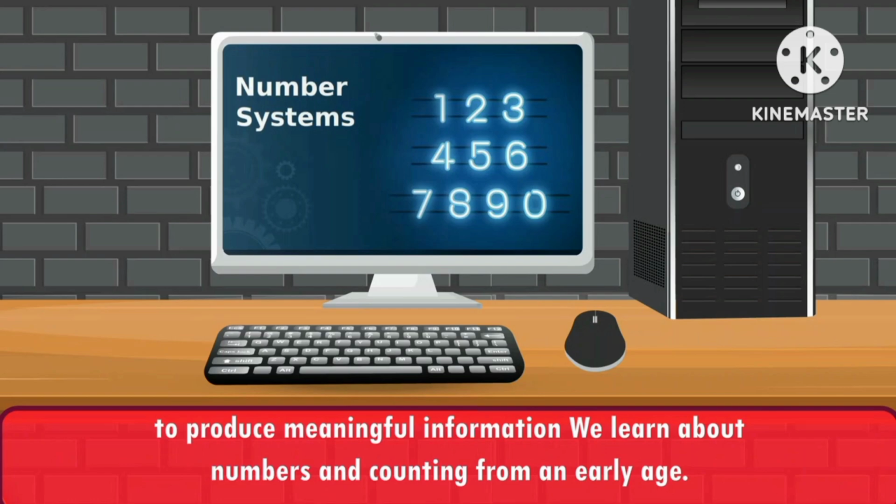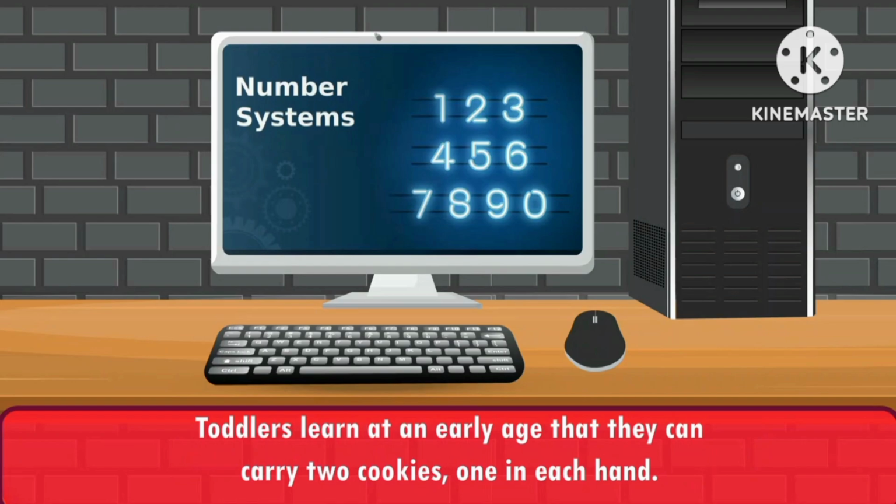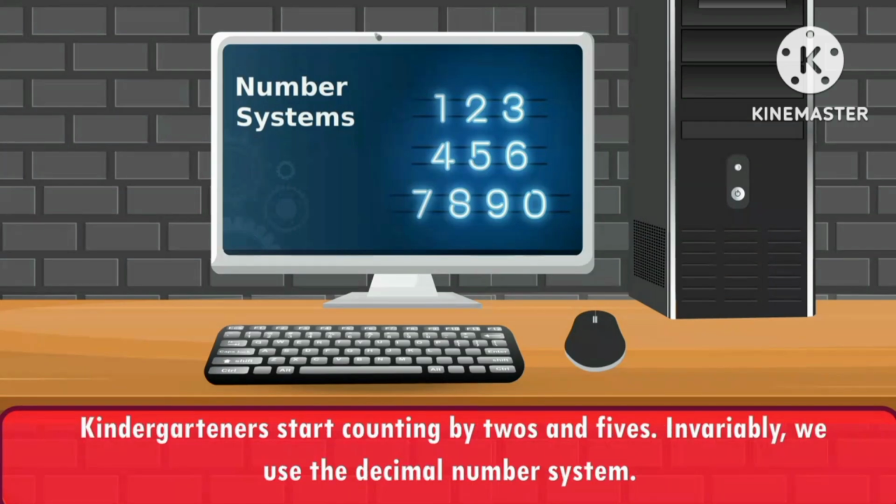We learn about numbers and counting from an early age. Toddlers learn at an early age that they can carry 2 cookies, one in each hand. Kindergarteners start counting by 2s and 5s.